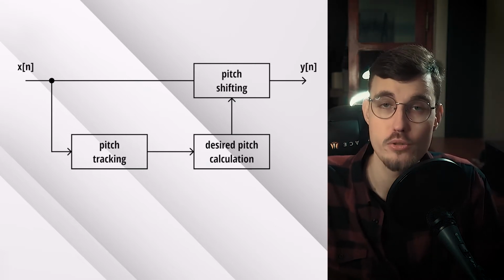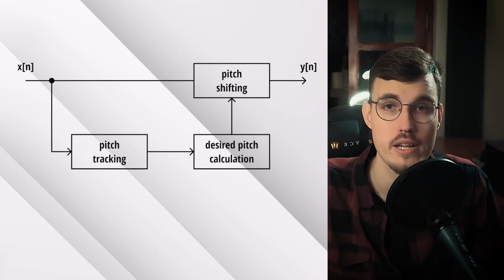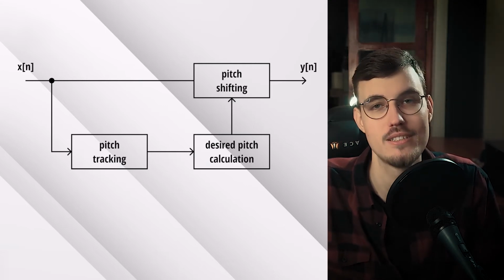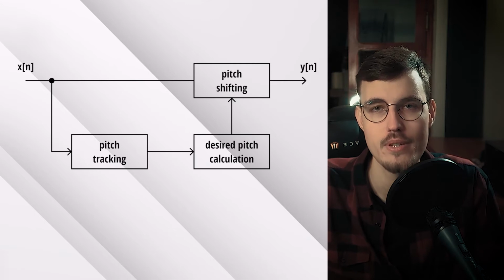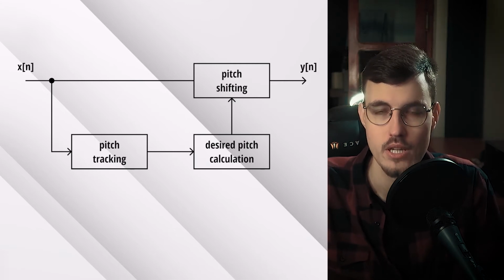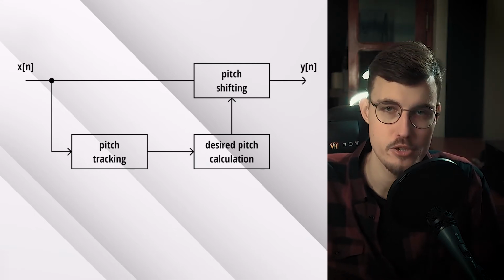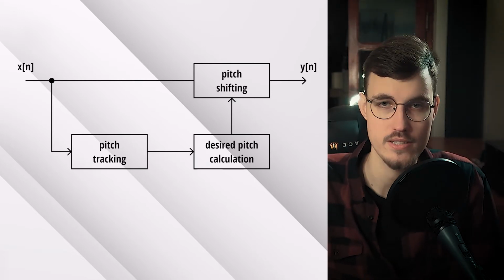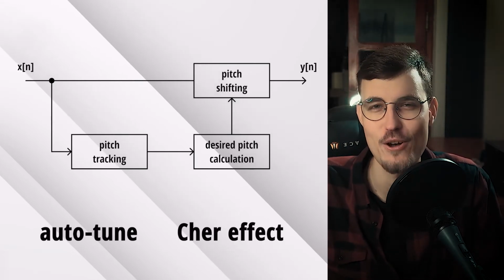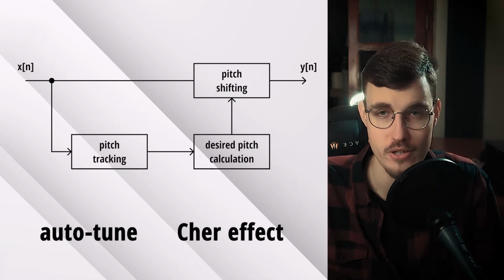Third and final, we should adjust the pitch of the recording according to the calculated desired pitch. This step is called pitch shifting. The whole procedure is called pitch correction in the digital audio effects community, but more broadly it is known as the autotune or the Cher effect. So how to implement it?